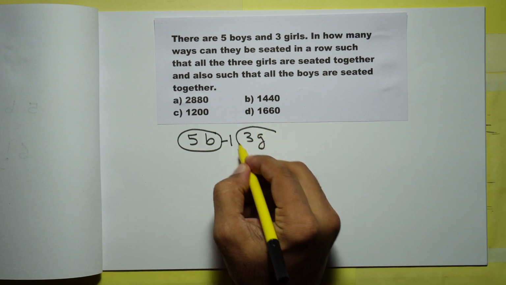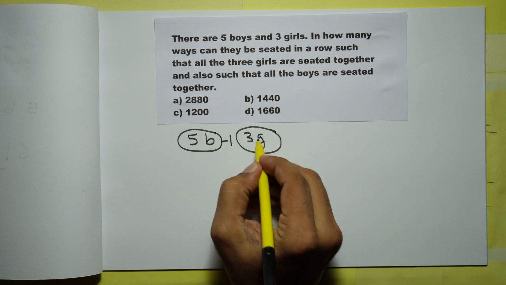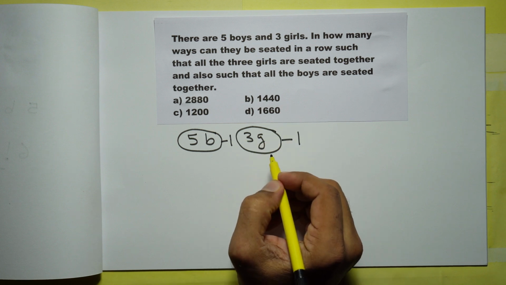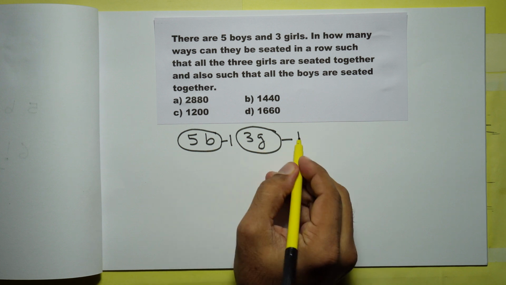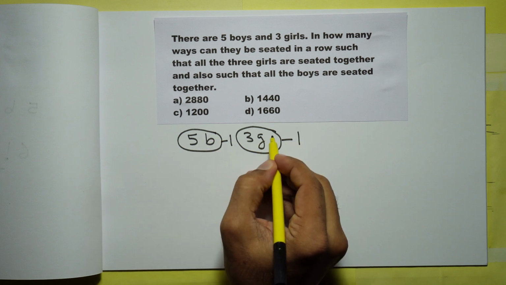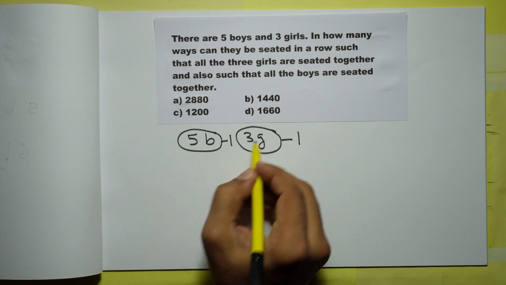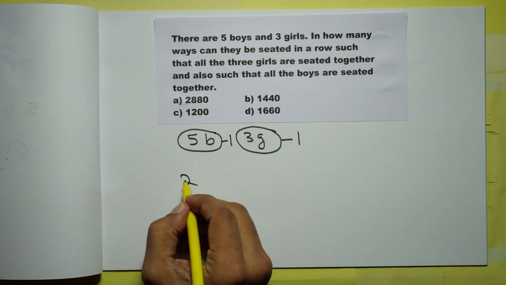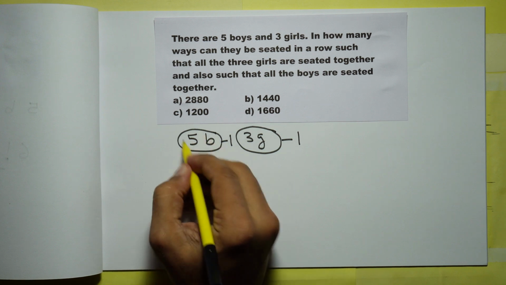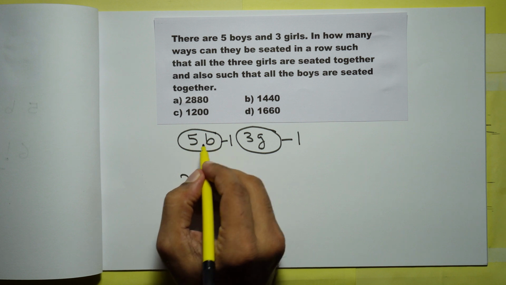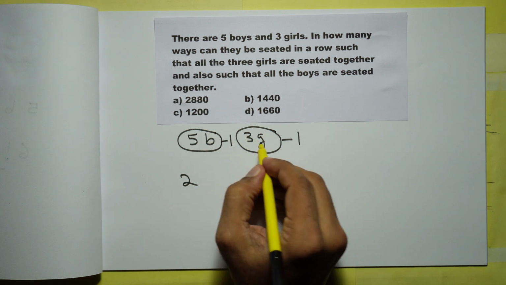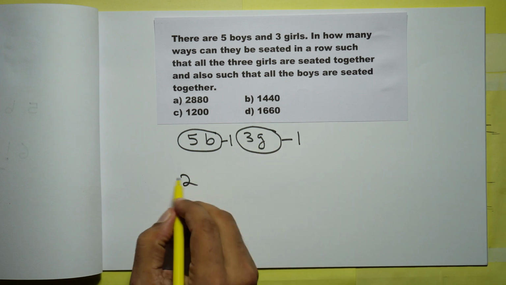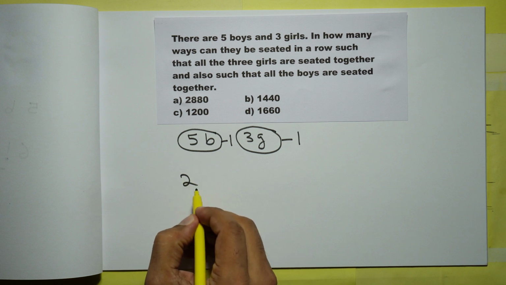Similarly, 3 girls should be together. So bring them together, tie them up and treat it as one. Then the 3 girls will always be together. So now effectively there are only 2 people. This is treated as one person. This is treated as one person. So 1 plus 1, only 2 people are there. And these 2 of them can be interchanged in 2 factorial ways or 2 ways. The 5 boys will be together because they have been tied up, they are treated as one. 3 girls will be together because they are tied up and they are treated as one. So 1 plus 1, 2 people, they can be interchanged among themselves in 2 ways.